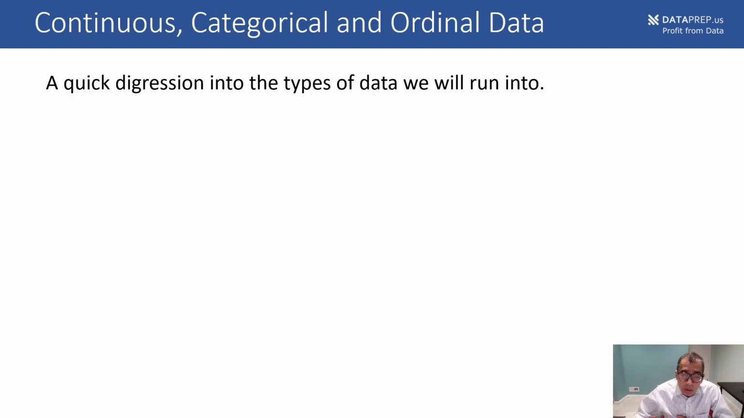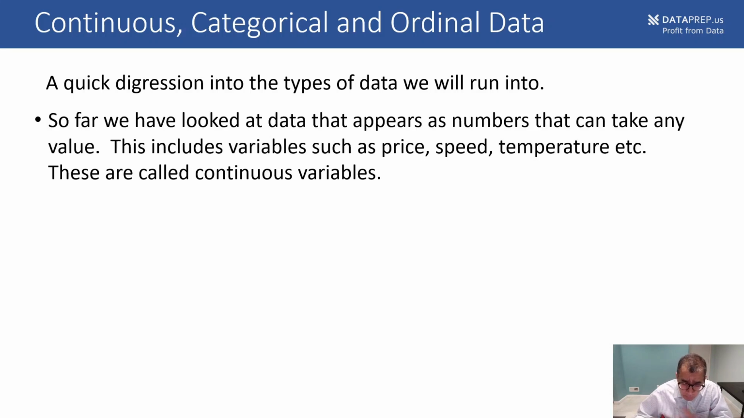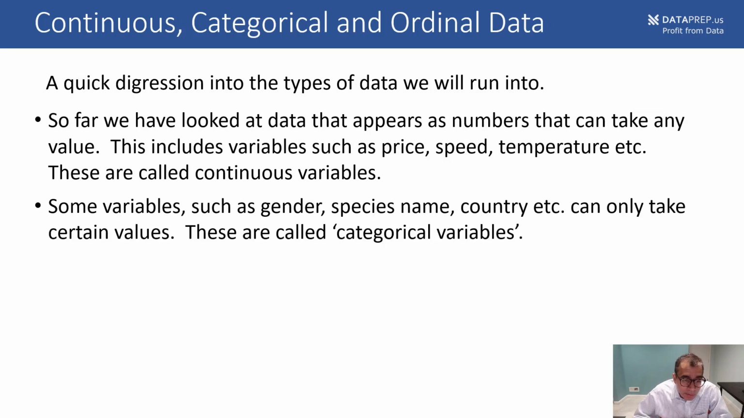So before we go in there, this is a good time for a quick digression into the types of data that we will run into. So we have continuous data, we have categorical data, and we have ordinal data, which is a type of categorical data. So far, most of the data that we looked at, including for the diamonds data set, also for the cars data set, it appears as numbers. They can take any value. So this includes things such as price, your speed, temperature, engine size, and things such as those. And these are called continuous variables.